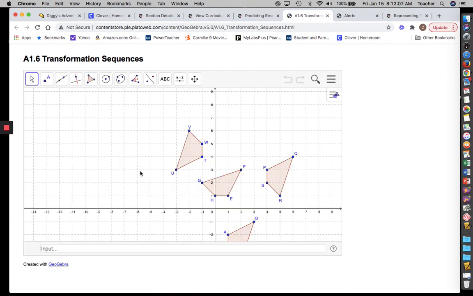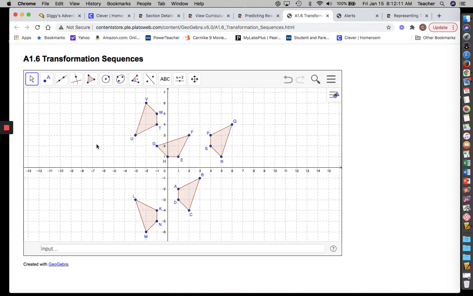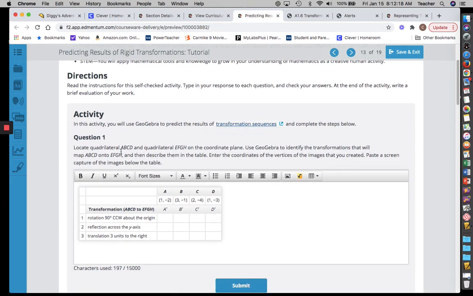All right, okay, so we got a bunch of figures here. So we got 5 different figures going on. Locate quadrilateral ABCD and quadrilateral EFGH on the coordinate plane. Use GeoGebra to identify the transformations that will map ABCD onto EFGH and then describe them in the table. Enter the coordinates of the vertices and images that you created. Paste the screen capture of the images below in the table.